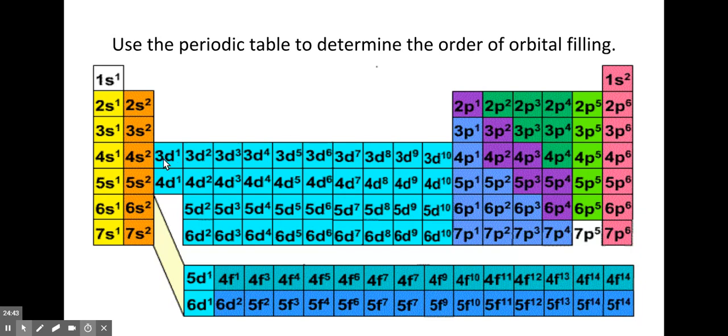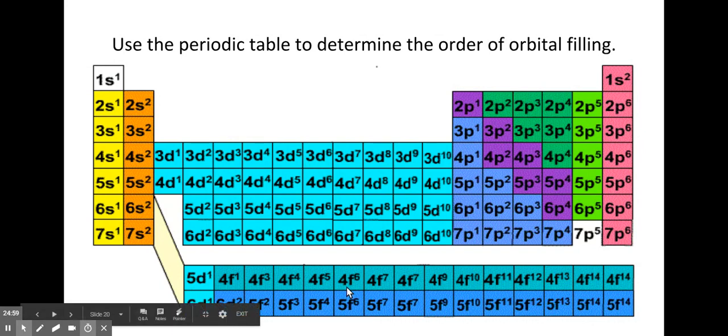Remember that when you get to D sublevel, the D sublevel N value, or the main energy level value, is 1 less than the period number. So this is period 4, and so the d sublevel electrons are 4 minus 1, or 3.